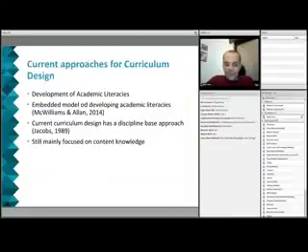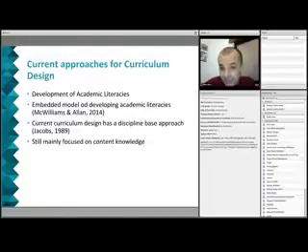So we've discussed what academic literacies are, and how we develop those. How do we incorporate those in a macro sense at university? What are the current approaches for curriculum design? How do we think about those?